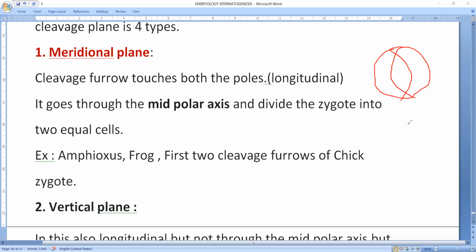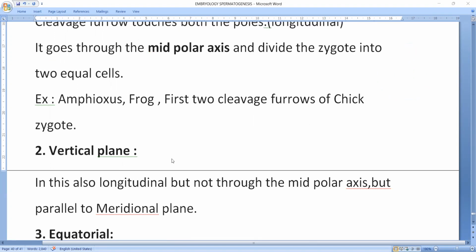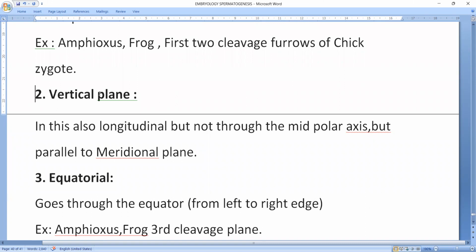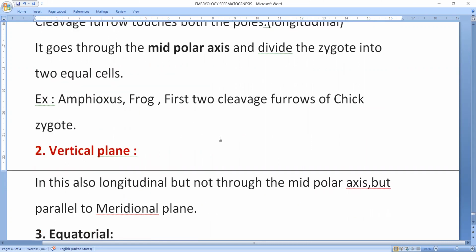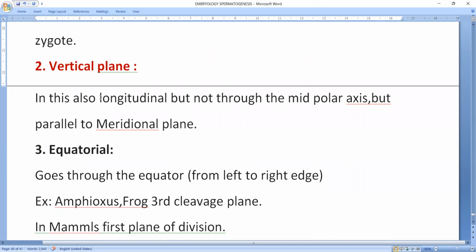Like this. Amphioxus, frog, the first two cleavage furrows, and the chick zygote. So that is the meridional plane, or you can also say mid-longitudinal. And then vertical. So what is vertical? You can also call it a parallel meridional plane. This is also longitudinal, but not through the mid-polar axis.